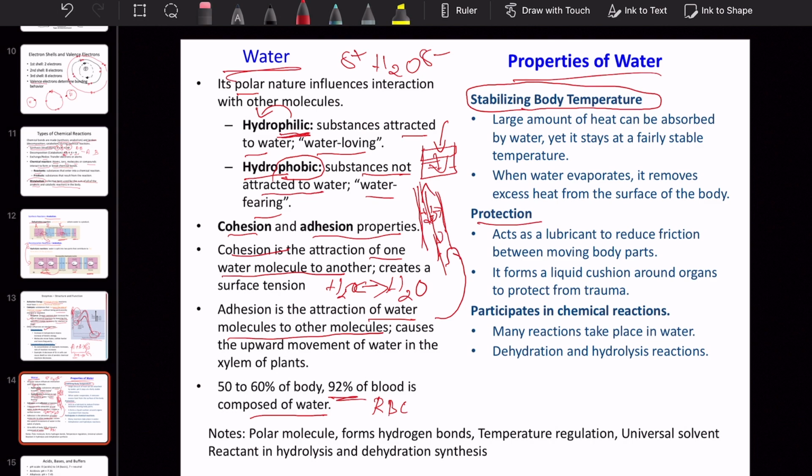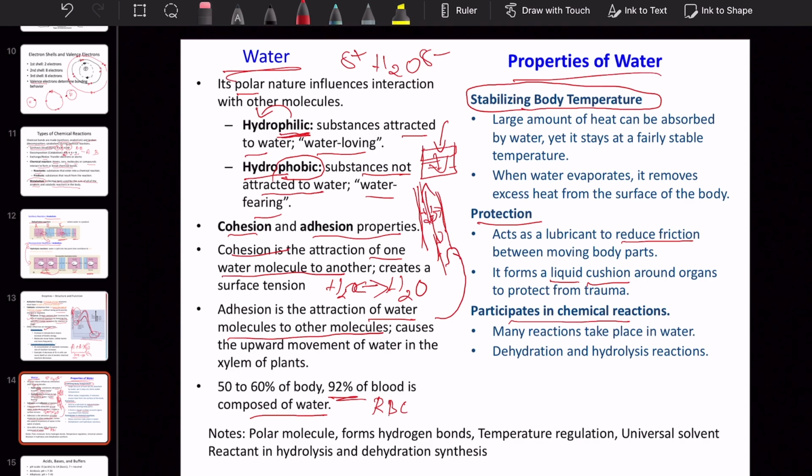Protection. They act as what? Lubricant. They reduce the friction in between the joints. So the cushioning liquid, that is synovial fluid, is very important. Then inside the serous membrane there is some liquid inside. That's all protecting and cushioning internal organs.